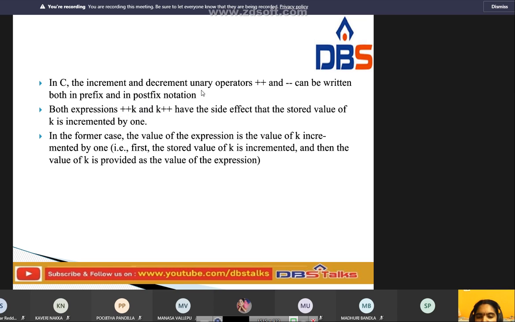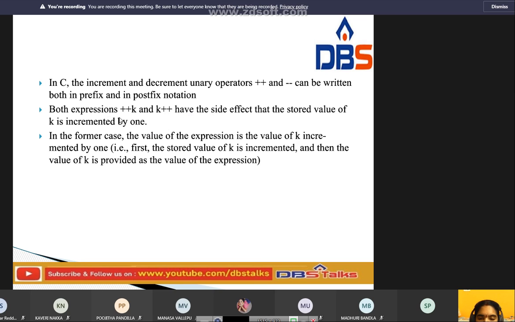How do we write these unary operators in prefix and postfix notation? The expressions are plus plus k and k plus plus. Plus plus k is the prefix increment operator. And k plus plus is the postfix increment unary operator. It has the side effect that the stored value of k is incremented by 1.